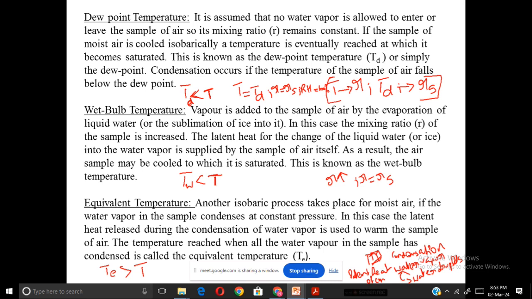And in case of wet bulb temperature, more water vapor is being added to the parcel and then we are reaching saturation. In both cases, the temperatures will be less than the actual temperature. And the third one we learned was equivalent temperature. Equivalent temperature in the sense that all the water vapor which was present in the parcel is getting condensed, turning to water molecules. So at that time, latent heat of condensation will be released, so the temperature of the parcel increases. So in that case, the temperature that we get, which is equivalent temperature, will be greater than the actual temperature. So that is equivalent temperature.